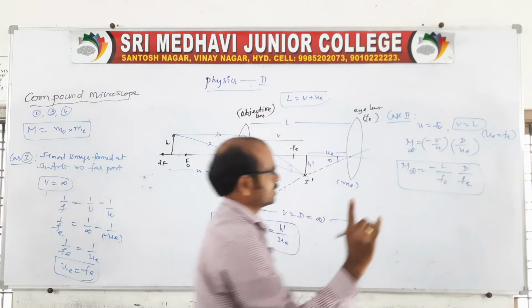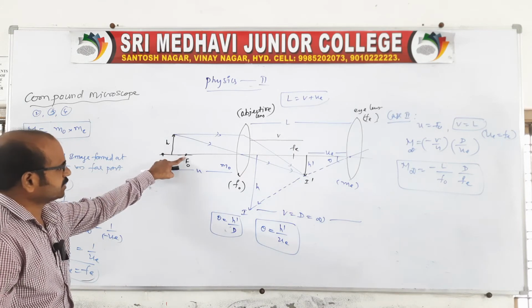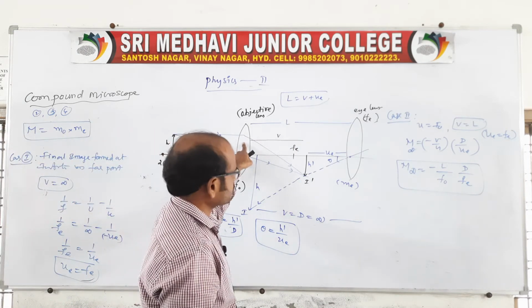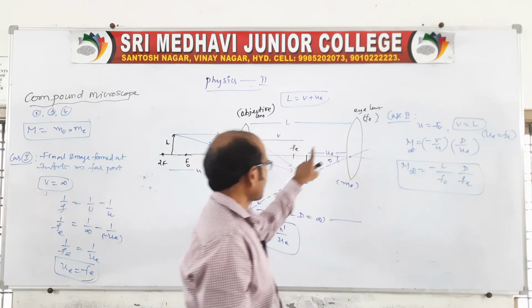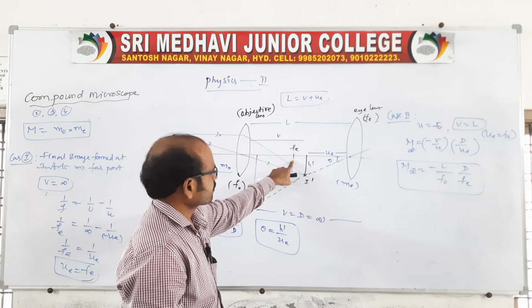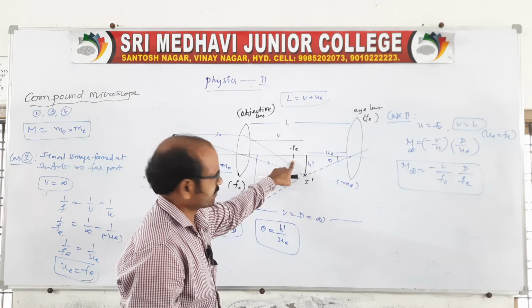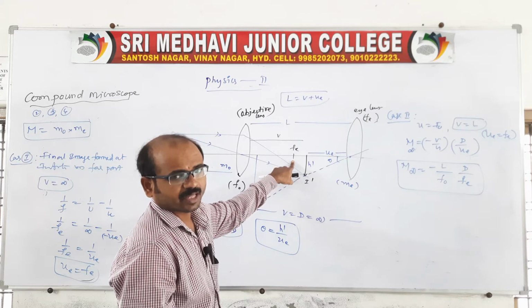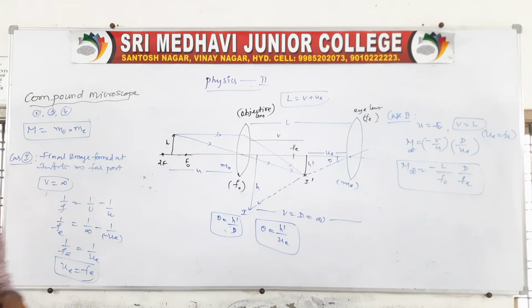Very simple case. When the original object is shifted here, this lens forms the image very close to the eye lens. Therefore, the object position for the eye lens will be very close to FE. This is case 2, we can say. Clear? Now, let us move to the third case.